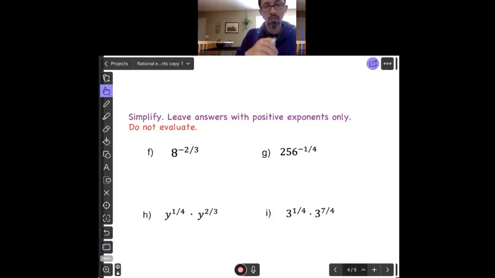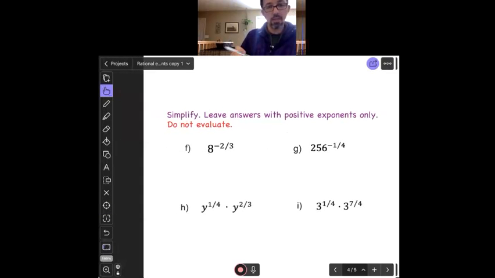We're just applying those properties to these now fractional exponents, rational exponents. I'm asking you guys to simplify. You're leaving your answers with positive exponents only. You are not going to evaluate. We were just evaluating, where you were getting an answer that was just a number. We are not going to do that. Your answers will have exponents in them. Do not evaluate.